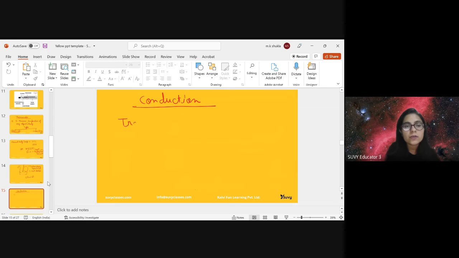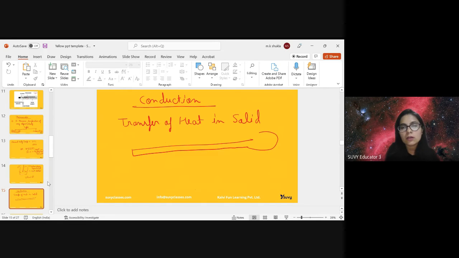Conduction, transfer of heat in solids. Suppose you have one large stick of steel, that is your spoon. You have given the heat to this end. What you will see after some time is that this end also becomes hot, because heat will transfer from this end to this end. And this particular process is known as conduction. Conduction always takes place in solids.